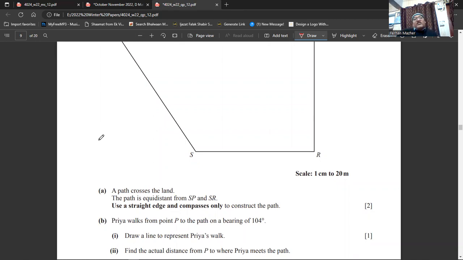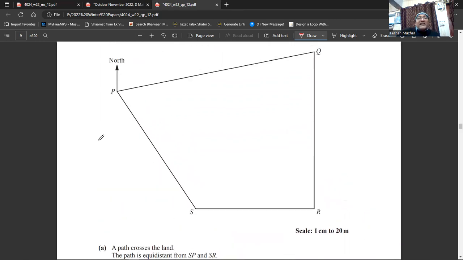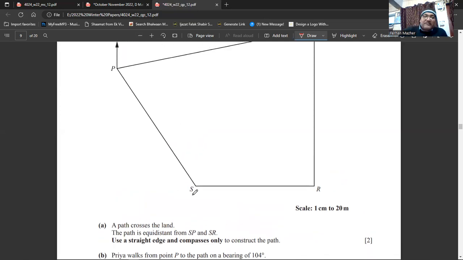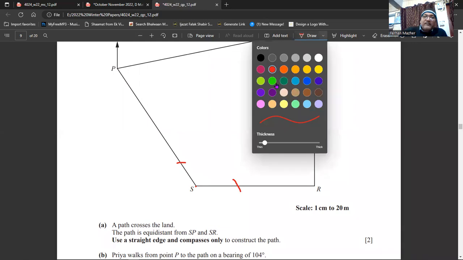The path is equidistant from SP and SR. Use a straight edge and compasses only to construct the path. So when you are equidistant from two intersecting lines, you always draw an angle bisector. So you put your compass here, you draw an arc here, and you draw an arc here. Then you put your compass here.